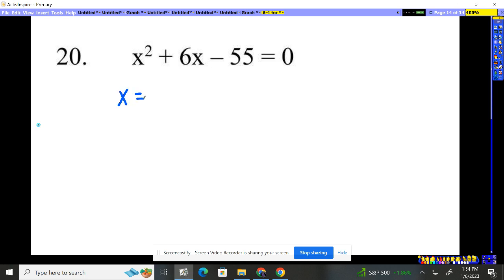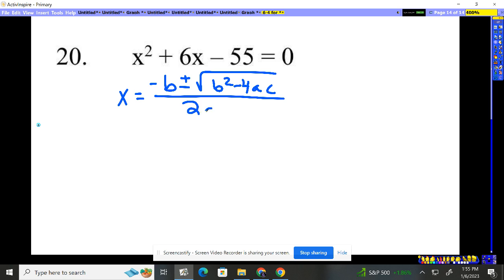It's the equation x equals the opposite of b plus or minus the square root of b squared minus 4ac. Technically, it's two equations. We add the square root of b squared minus 4ac and we subtract it. But we want to write it in just one formula for right now, and then 2 times a. So there's the formula we're going to use.